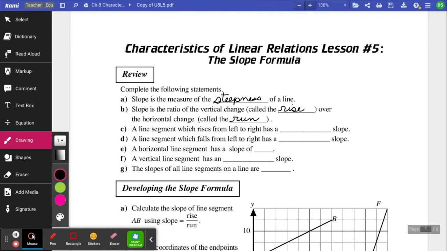Simmer down, boys. A line segment which rises from left to right, Sydney can answer this one since she's talking, has a what kind of slope? Positive. All right, Joey, you know this one. A segment that falls from left to right is negative. All right, well done.